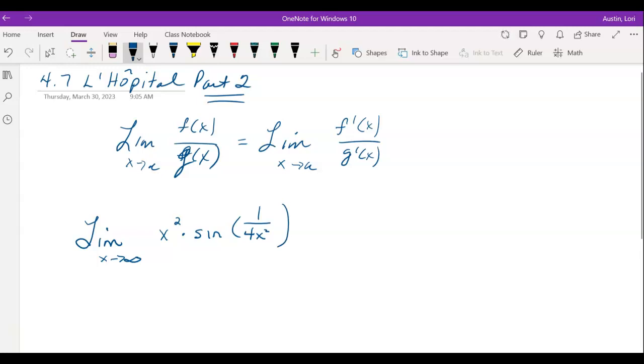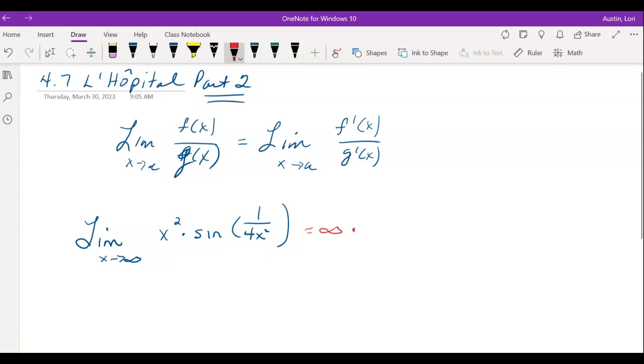Now, your rule when doing any limit: anytime you're asked to solve a limit, what's always the first thing you should try? Just plug it in. So if I were to plug it in, I'll do that in red. If I plug in infinity to x squared, it's infinity squared, which I believe is still called infinity, correct?